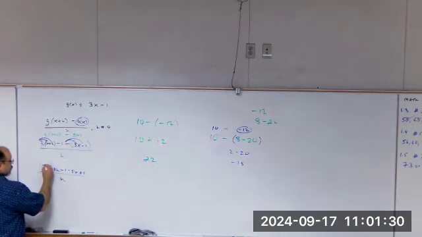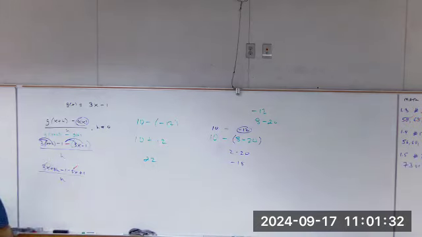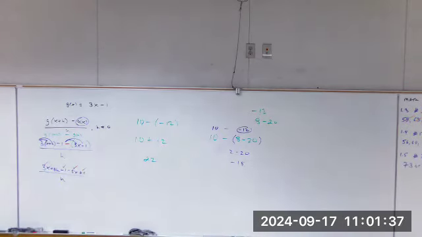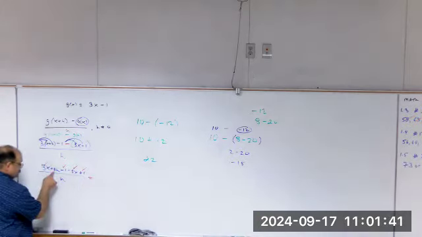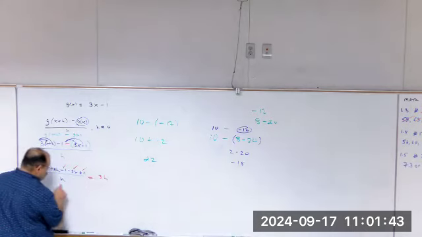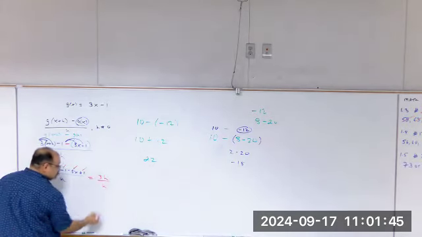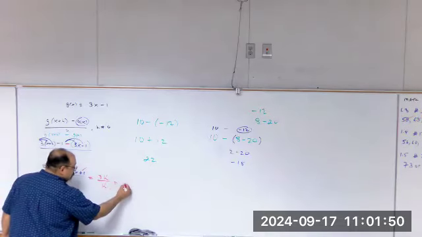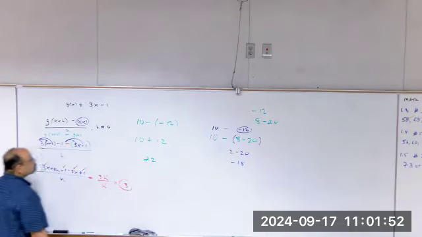3x minus 3x cancels out. Negative 1 plus 1 makes a 0. They cancel out. All I have left is this 3h over that h. h divided by h reduces. Final answer is 3.